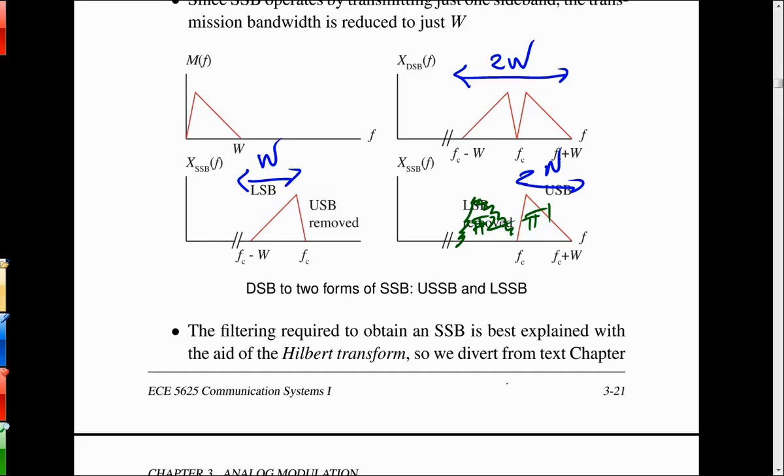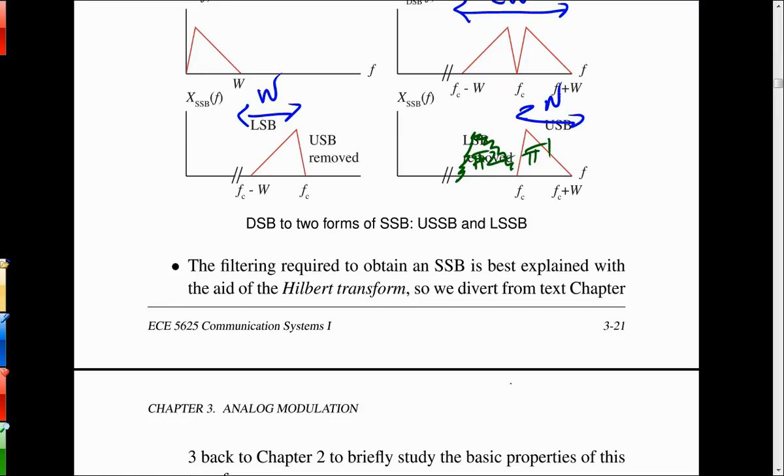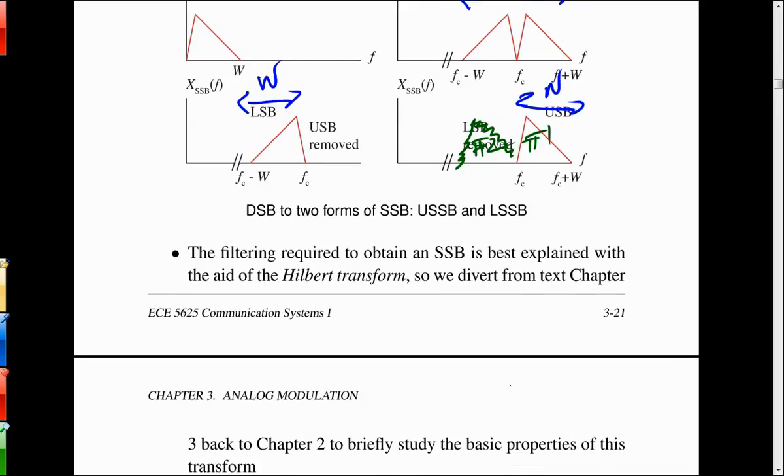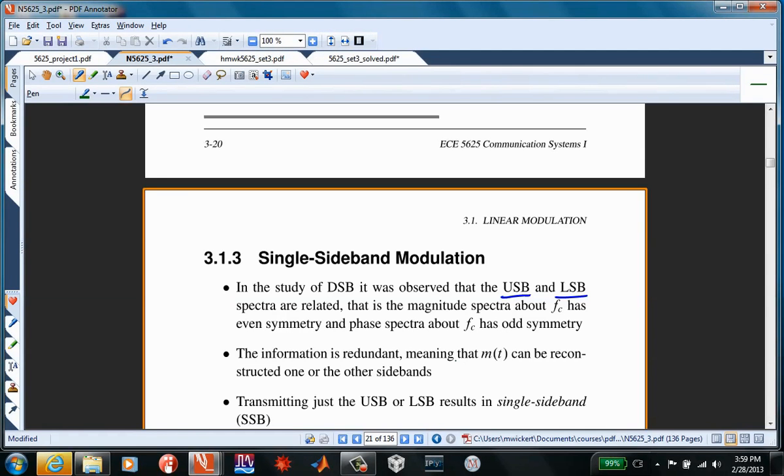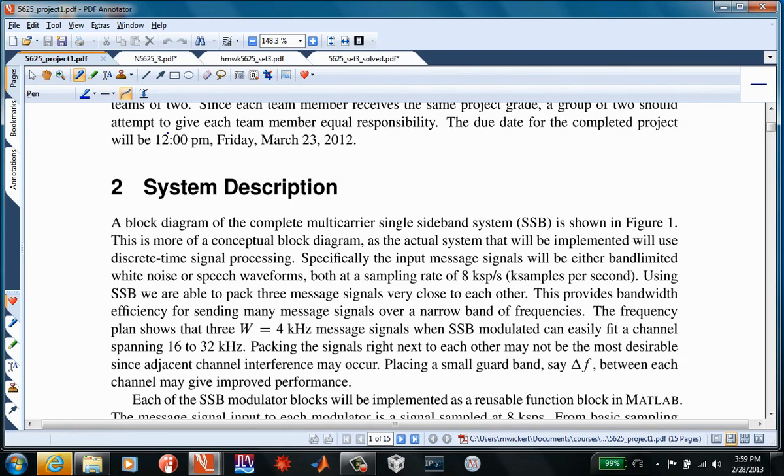And the idea of being able to conserve bandwidth is valuable unto itself, and getting introduced to the Hilbert transform is also valuable unto itself. So what we have to do to understand how single sideband can be formed is learn about the Hilbert transform, and we'll jump back into chapter 2 just for a bit to learn about that. And that's also the basis for the project, just so that you have something different to build up.